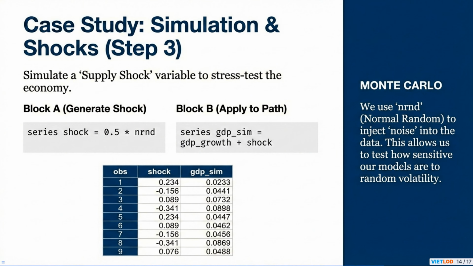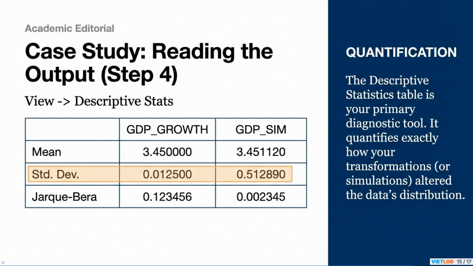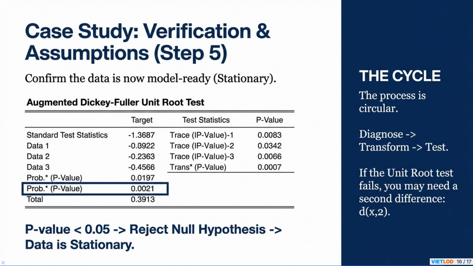This slide focuses on simulating a supply shock to stress test an economy. We generate a shock using the command series shock equals 0.5 times NRND in block A, which introduces random noise from a standard normal distribution. Then, in block B, we apply this shock to our GDP growth path with series GDP sim equals GDP growth plus shock. This process is part of Monte Carlo analysis, where we inject noise using NRND, normal random, into the data to assess how sensitive our models are to random volatility. The table shows an example of observed shock values and their impact on the simulated GDP.